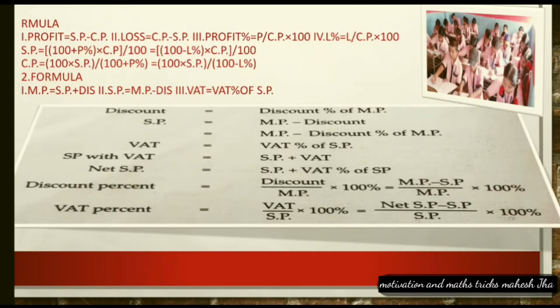Formula: profit equals SP minus CP. Loss equals CP minus SP. Profit percent, profit by CP into 100. Loss percent, loss by CP into 100. SP equals (100 plus profit percent) into CP divided by 100. And when loss percent is given, (100 minus loss percent) into CP divided by 100. CP equals 100 into SP divided by (100 plus profit percent), or 100 into SP divided by (100 minus loss percent). The formulas for MP, discount, SP and VAT are given in this chart. You can learn from this chart.